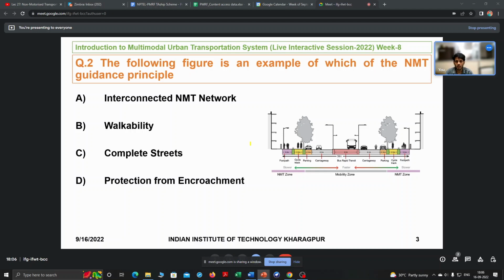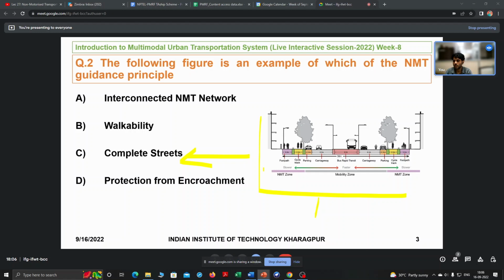Is it walkability? Because here in the image we also have footpaths so that people can walk, right? And then the protection from encroachment. The picture also depicts that the encroachment is not there. Right? Here if you see, the encroachment is not there. So it's an example of which kind of NMT guidance principle. Actually I know it is rather very easy. This kind of thing is called the complete street. This is called complete streets.